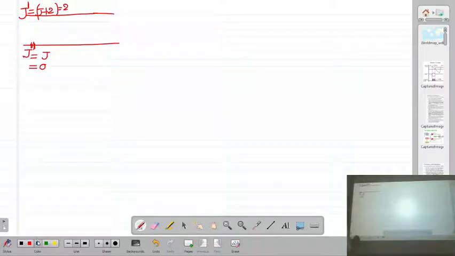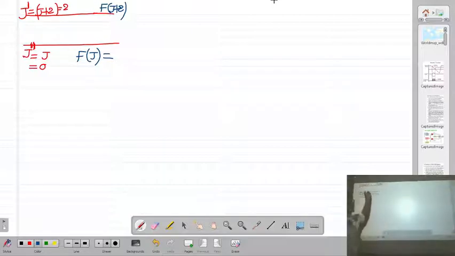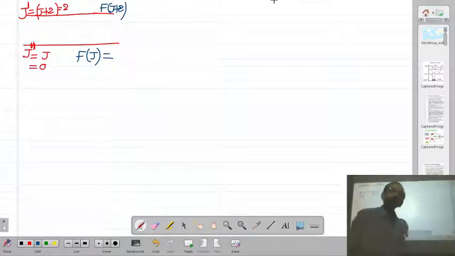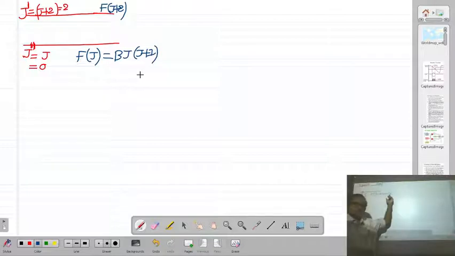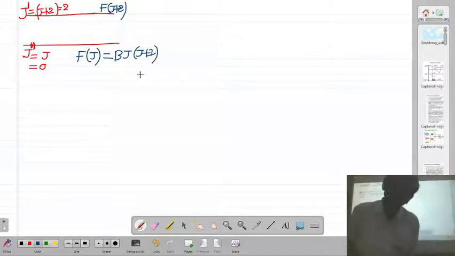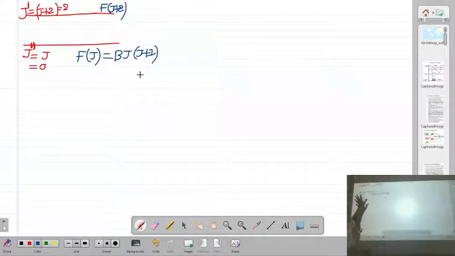The term value for the upper level J plus 2 will be F(J plus 2), and the term value of the lowest rotational level J will be F(J). I think you must be knowing the rotational term value, which we have studied in rotational spectra. The rotational term value, or rotational wave number F(J), is denoted by BJ(J plus 1). Now, what is B? B is the rotational constant of the molecule and J is the lowest rotational quantum number.